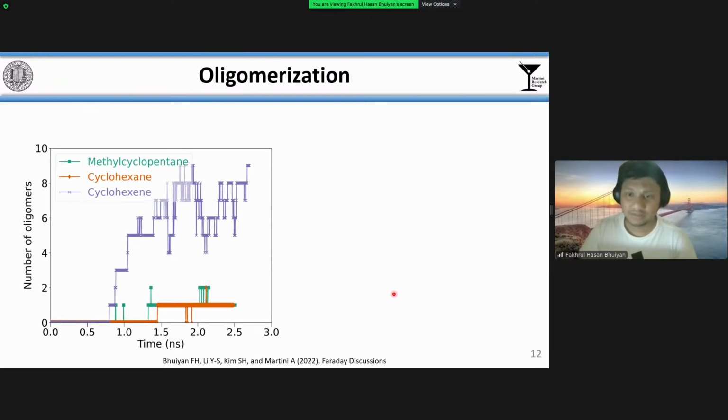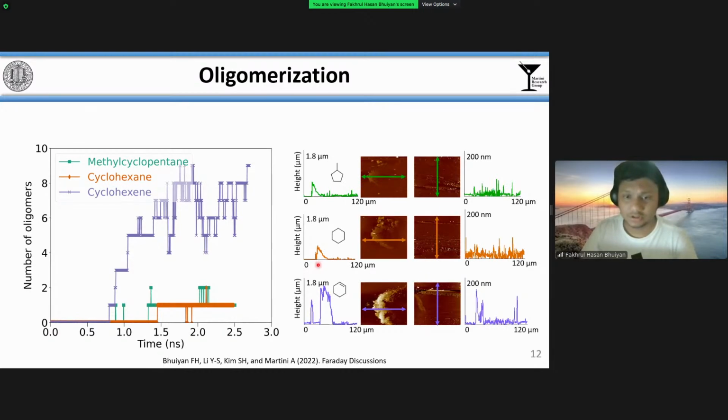We also looked at the number of oligomers formed in our system and found that cyclohexene formed the highest amount of oligomers, while the other two formed only a few oligomers. Since oligomers are the first step towards tribopolymerization, we compared our results to ball-on-flat tribometer experimental results of these precursor molecules, and we found a qualitative match. Since cyclohexene also produced in the experiments the highest amount of tribopolymers.